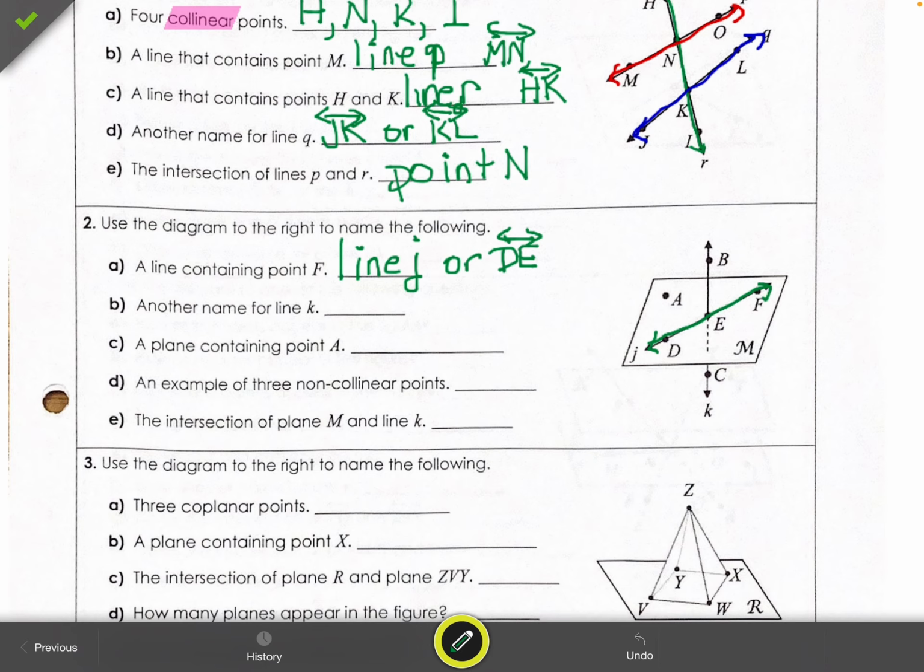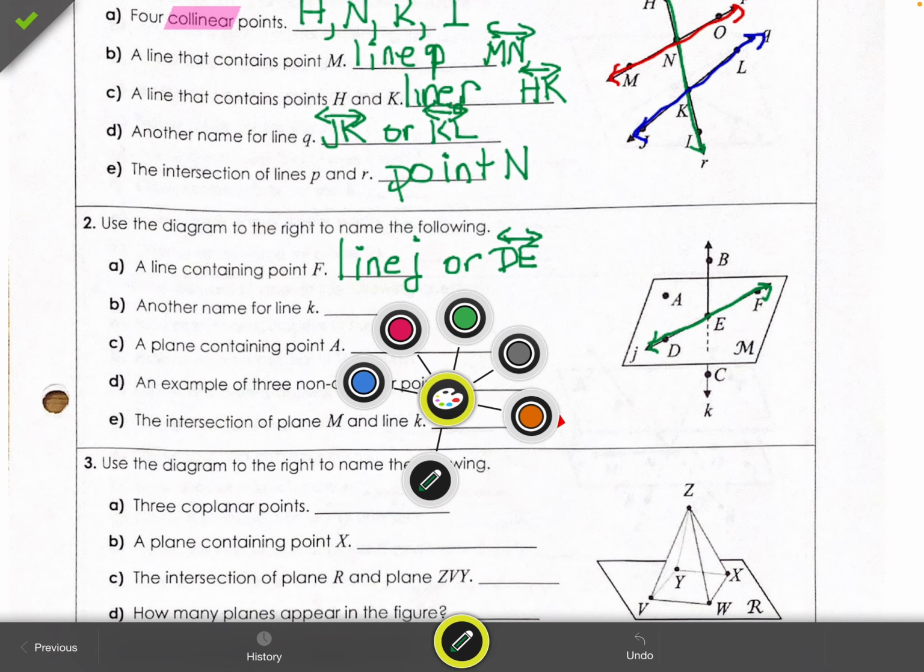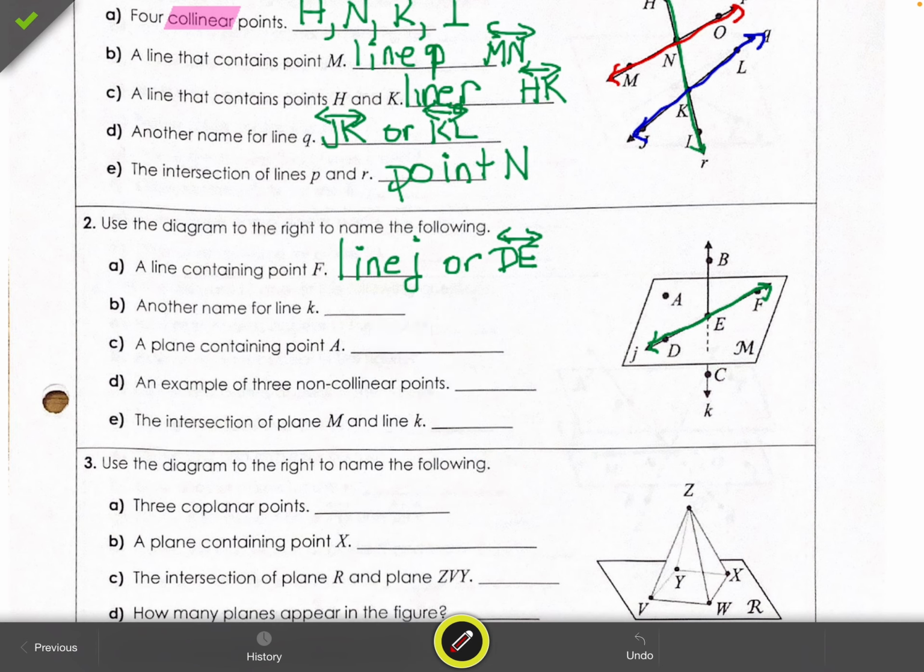Another name for line K. Okay, if I look at my picture, I gotta find line K. So K is right there. So they're telling you it's this line, and it's actually almost like piercing your plane. Okay, so if you want to think of like a pencil going through your paper, there's line K. So they want another line name for that.